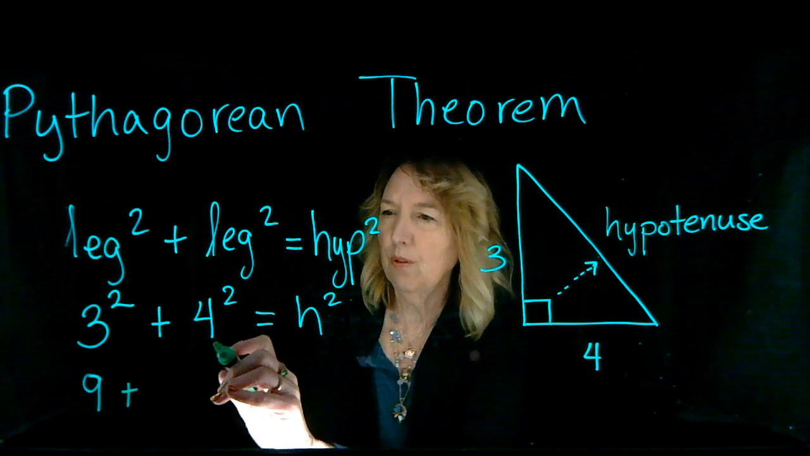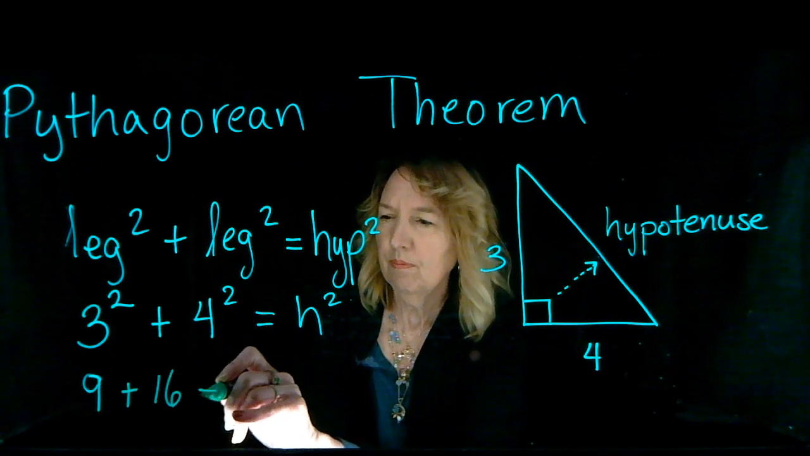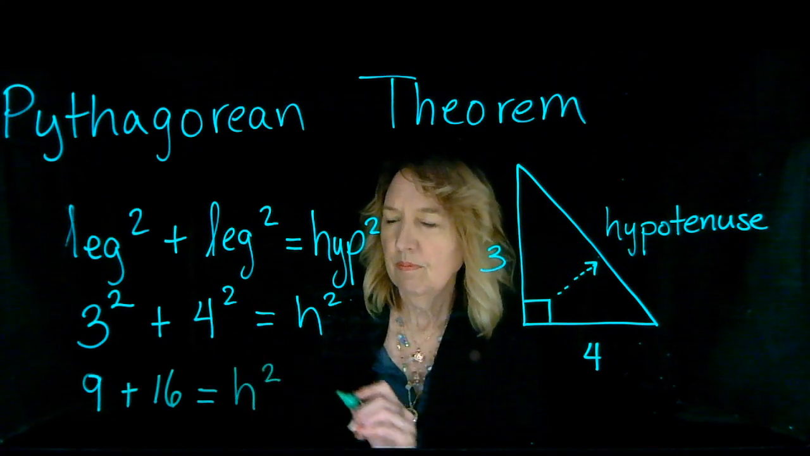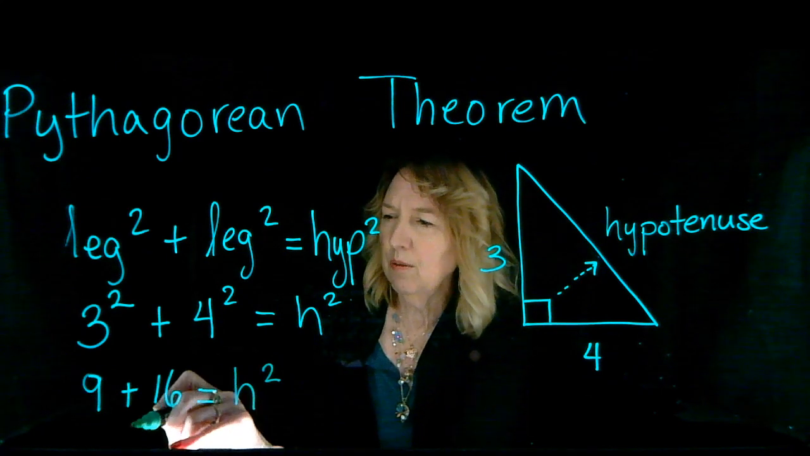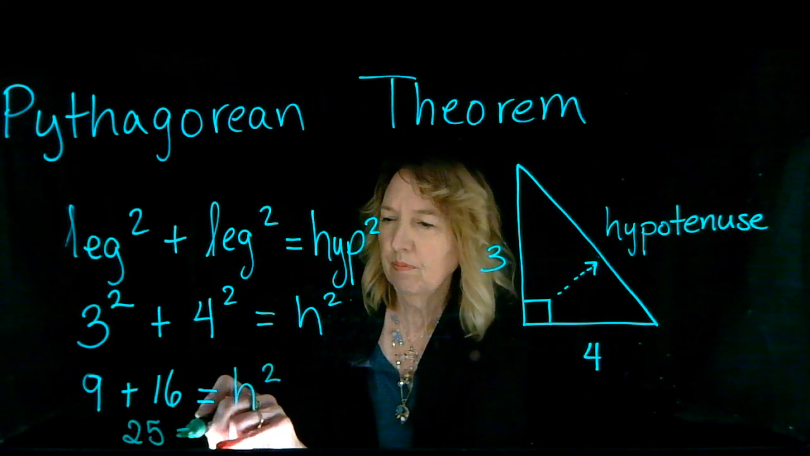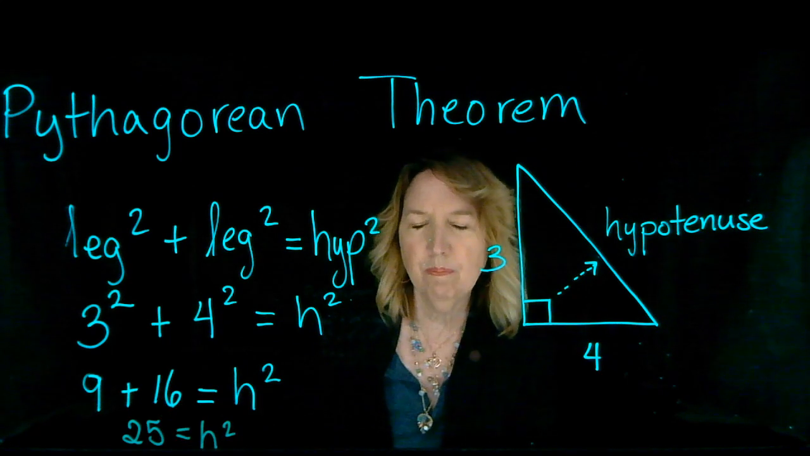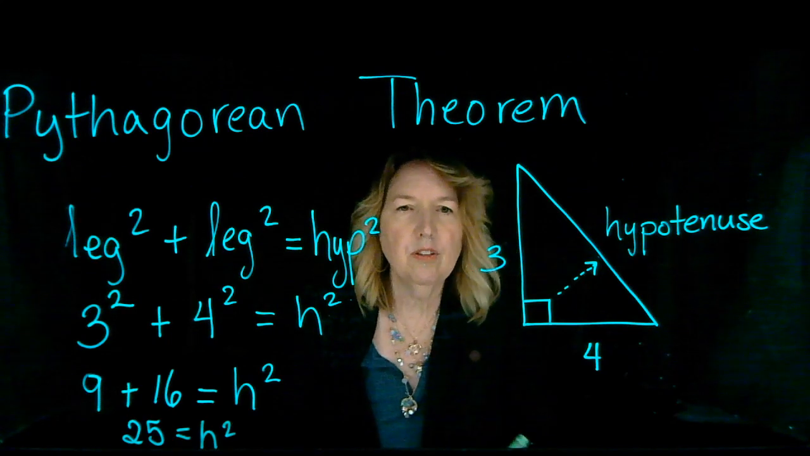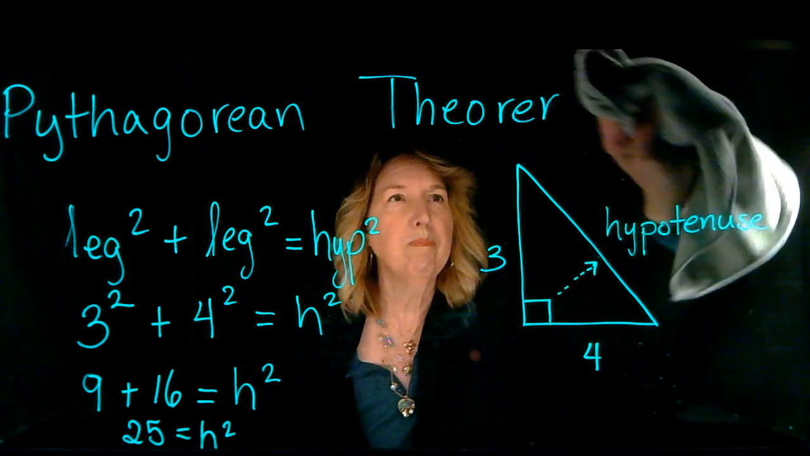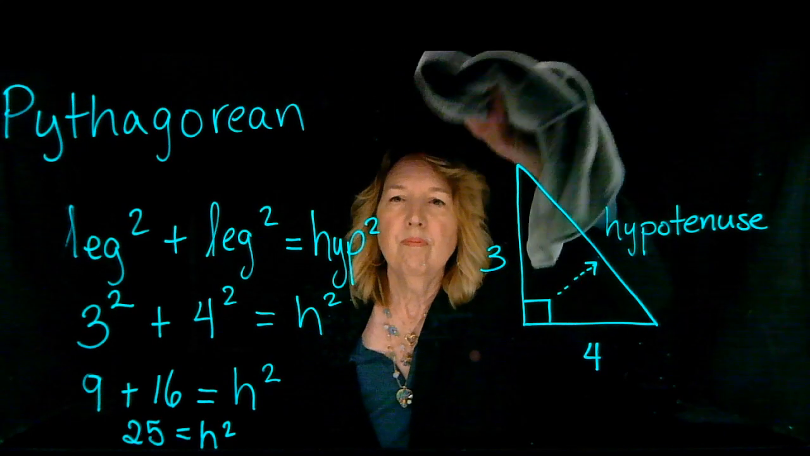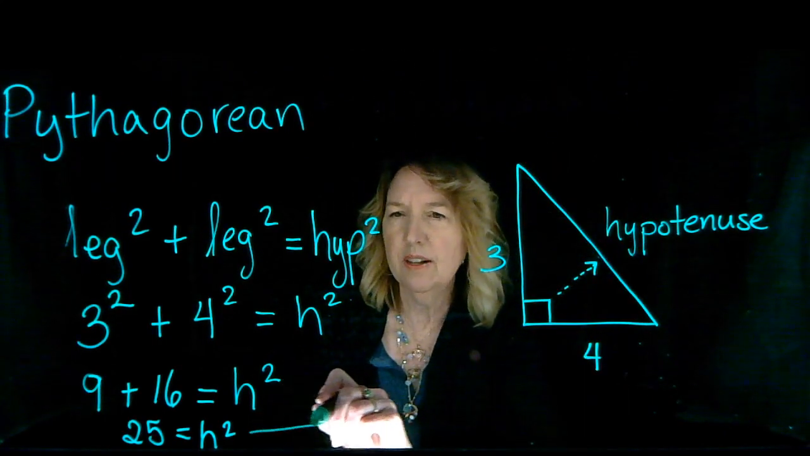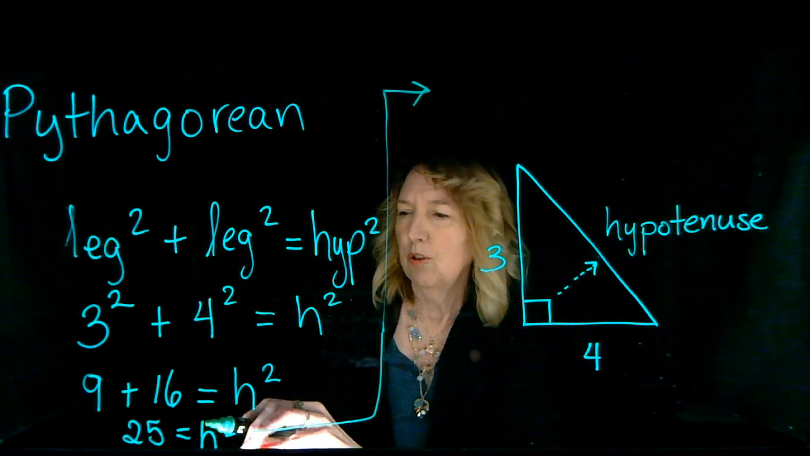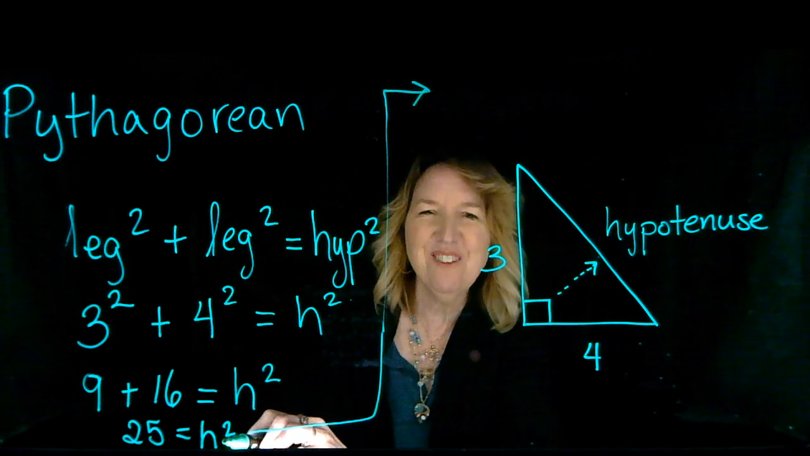4 squared, which is 4 times 4. This side, there's nothing we can do, so we're just going to bring that down. 9 plus 16, we can bring that together, rewriting the equation. Now we're getting really close to our solution here. I'm going to need a little space, so let me try putting it up here. So what I'm going to do is take this line up here. So 25 equals h squared.